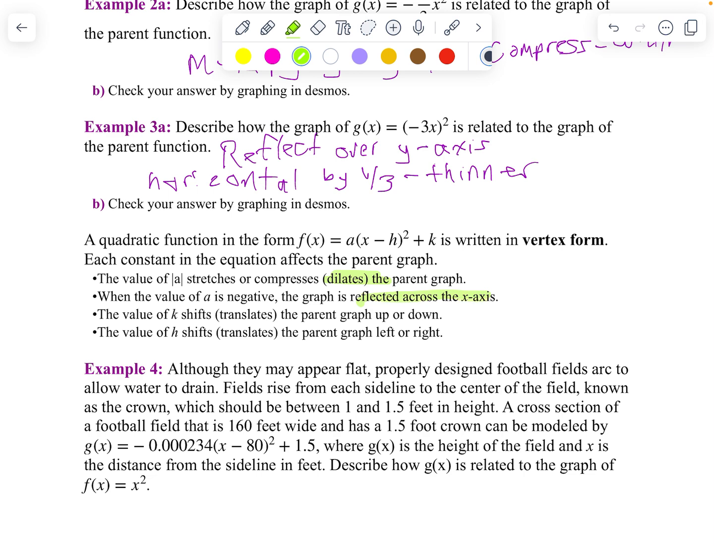K moves it up and down. K is positive, I move it up. K is negative, I move it down. And then H moves it left and right.